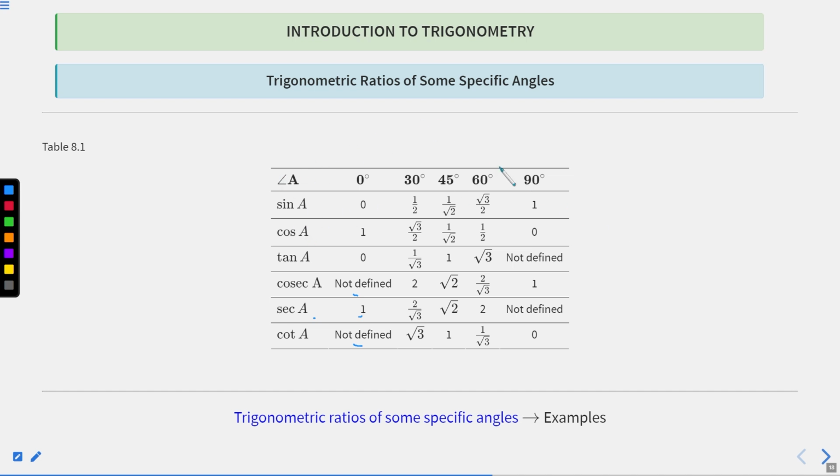And when angle A is equal to 60 degree, then sin A is equal to root 3 by 2 and cos A is equal to 1 by 2 and tan A is equal to root 3, cosec A is equal to 2 by root 3 and sec A is equal to 2 and cot A is equal to 1 by root 3.